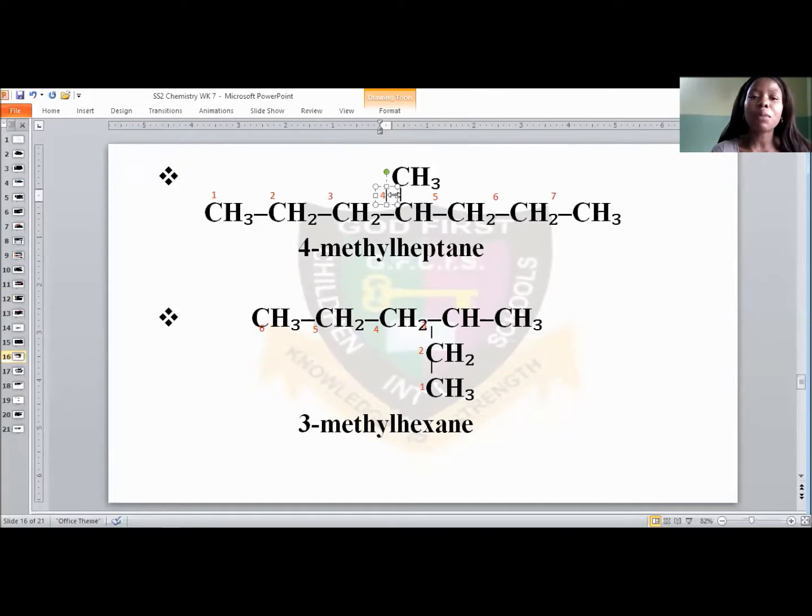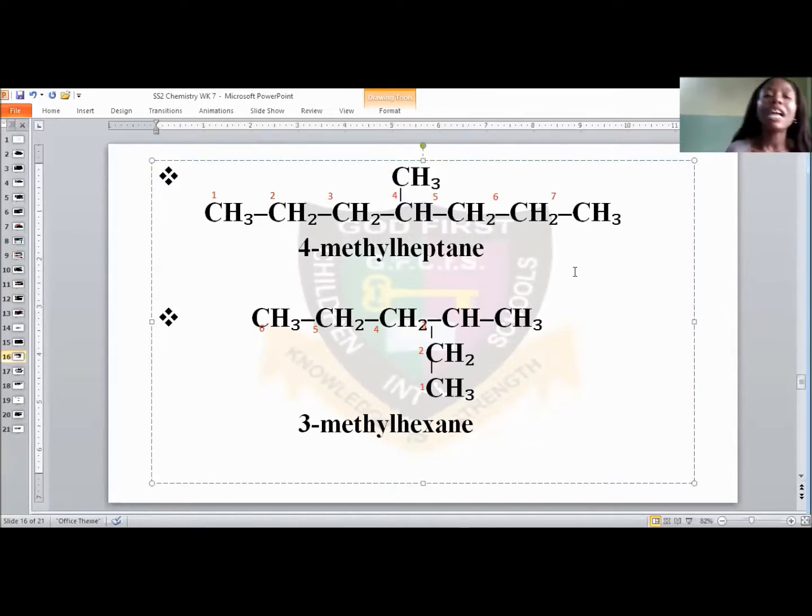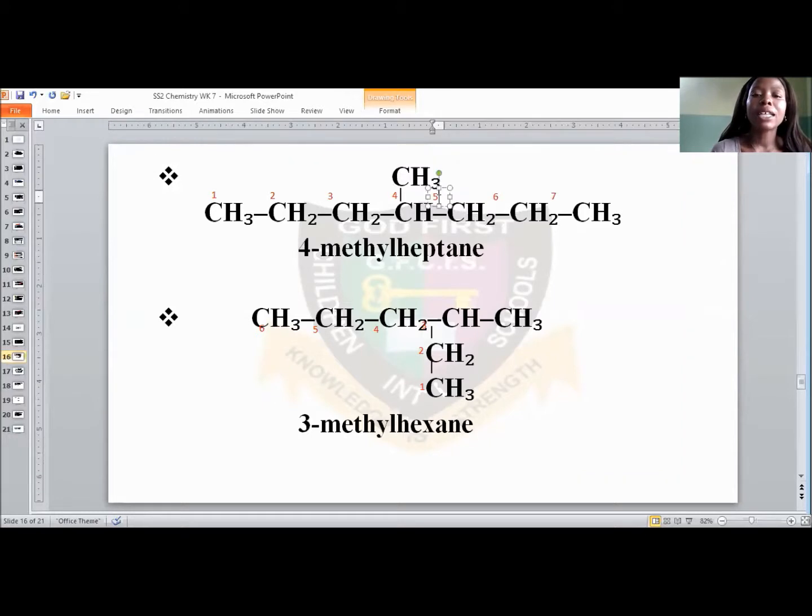Is attached to carbon 4. Okay, good. So it's attached to carbon 4. Now look at it. How did I number it? I counted 1, 2. This is carbon 1, carbon 2, carbon 3, carbon 4, carbon 5, carbon 6, carbon 7. So these are the carbon numbers: 1, 2, 3, 4, 5, 6, 7.